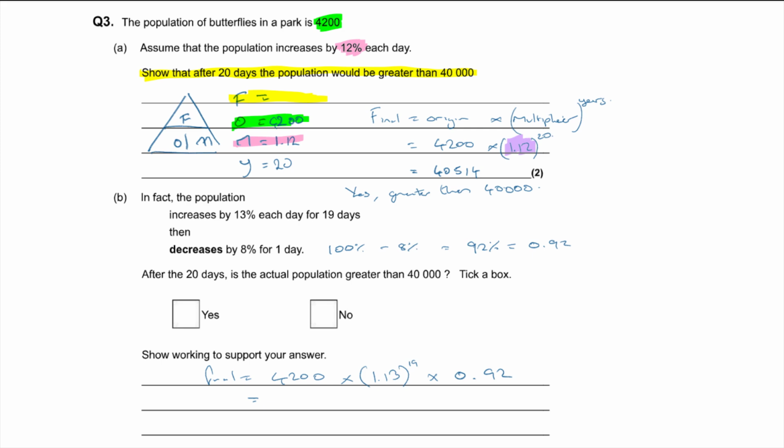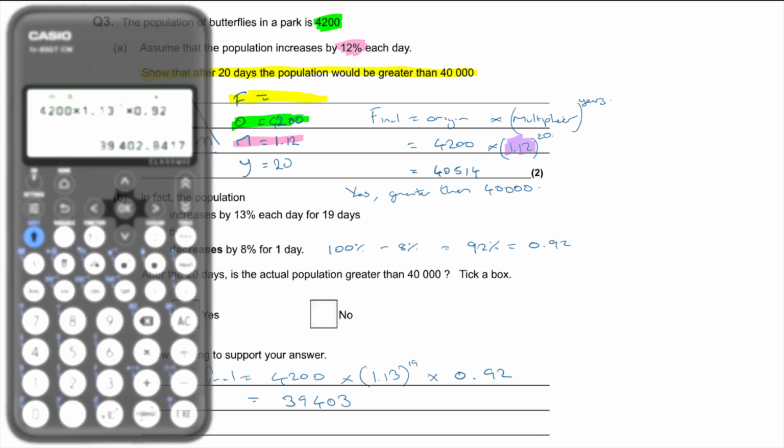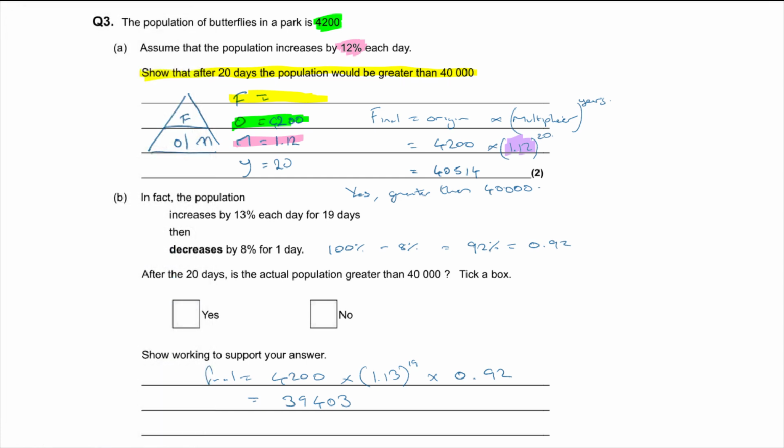Is it still going to be greater than 40,000? So let's find out. 4200 times 1.13 to the power of 19, and then times that by 0.92. Okay, it's slightly less, isn't it? So that is 39,403 butterflies. So is the actual population greater than 40,000? No, it is not. Slightly less.